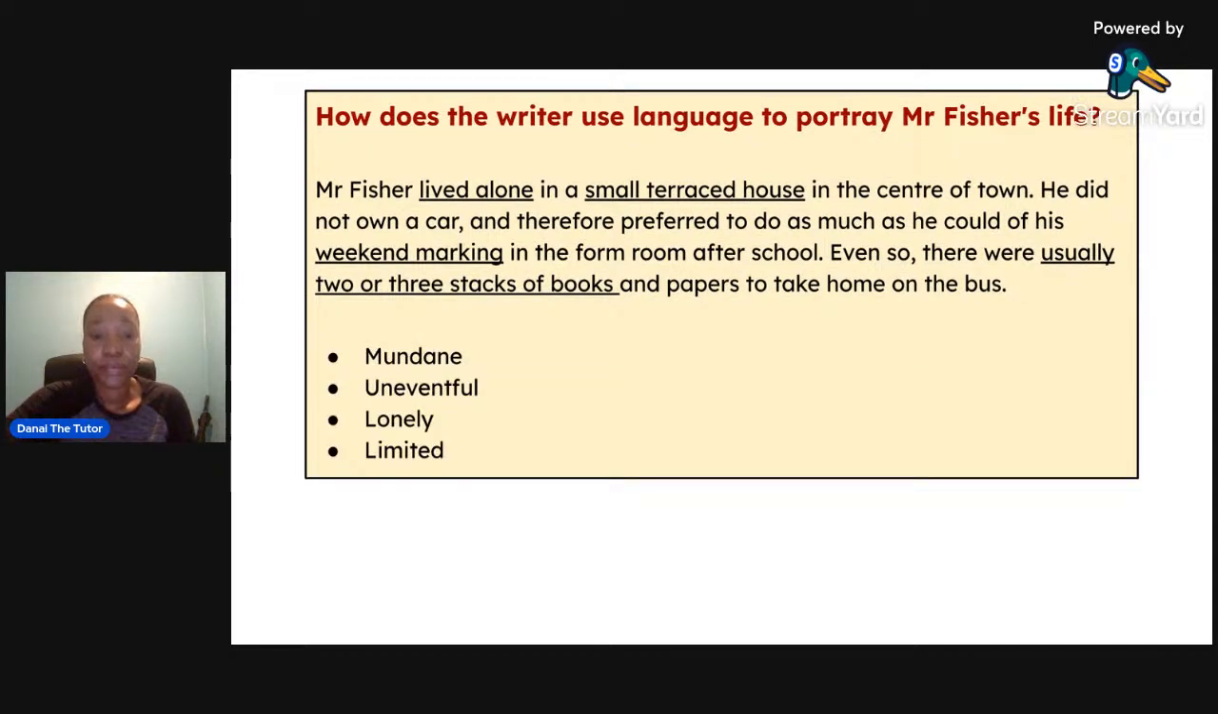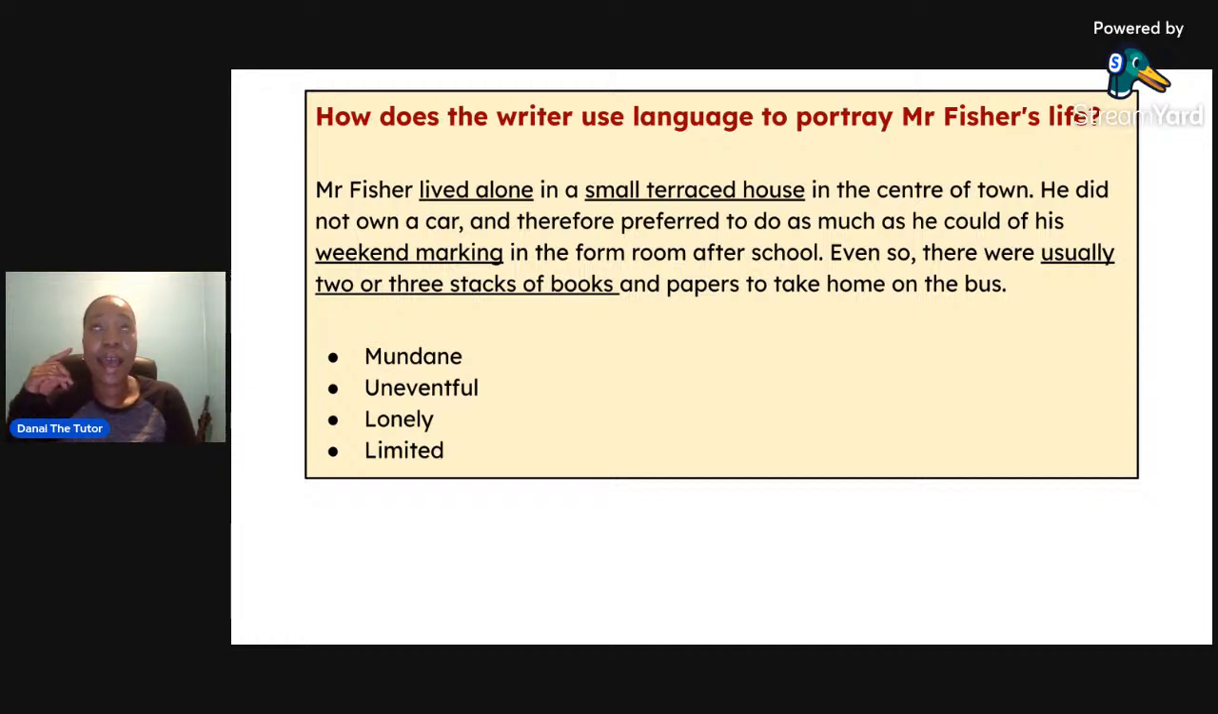And then the next thing I've done is thought about what those things that I've underlined tell me about his life or suggest about his life. So I've written that they suggest that maybe his life was mundane. Mundane meaning boring, nothing really happens. Uneventful, again, not much is happening. Lonely, limited. So those are some of the things that I understand from what I've underlined.